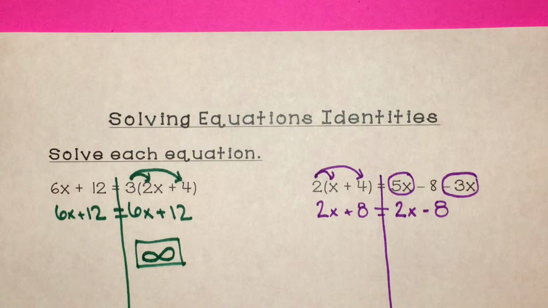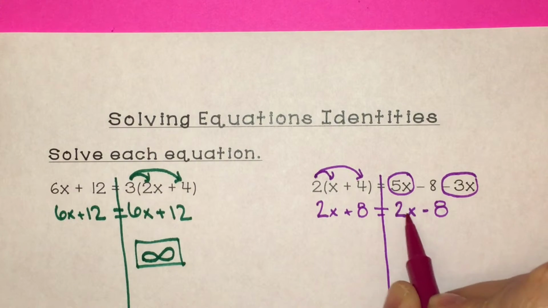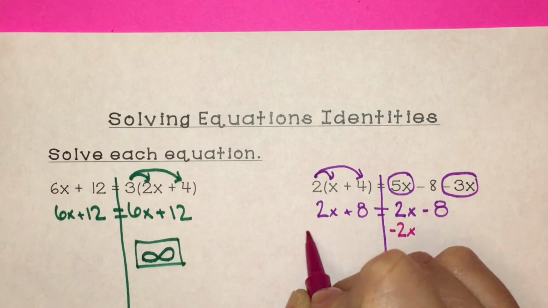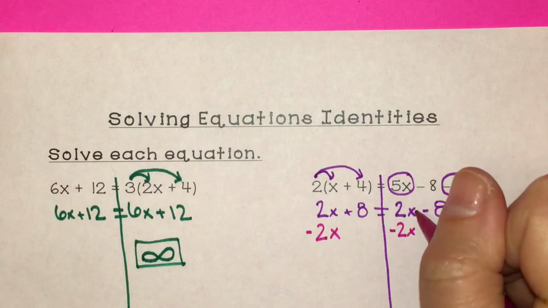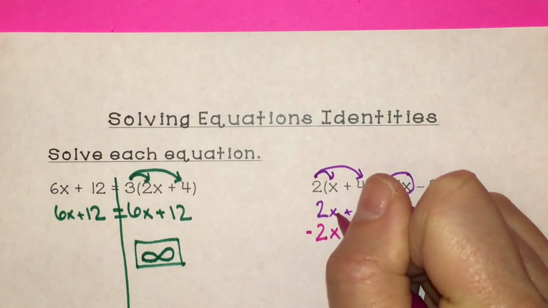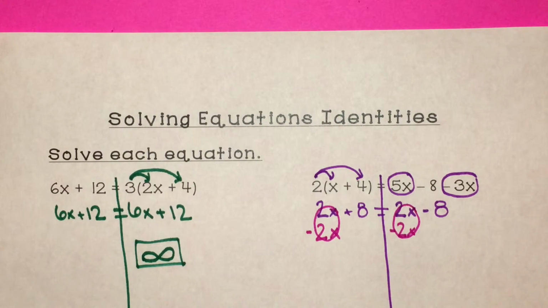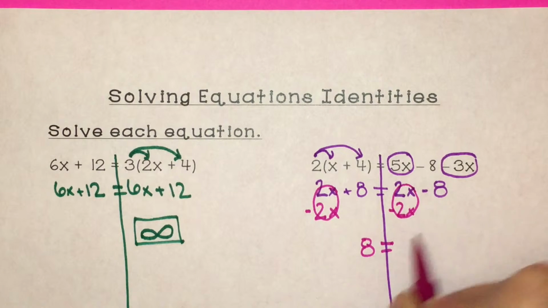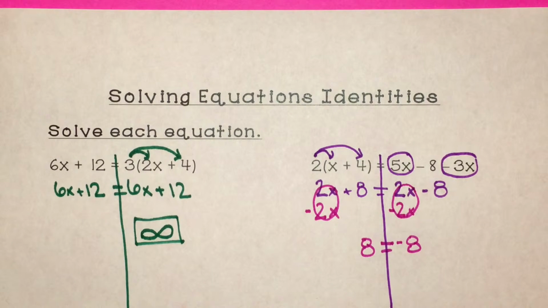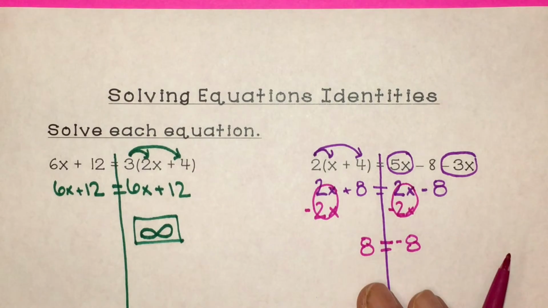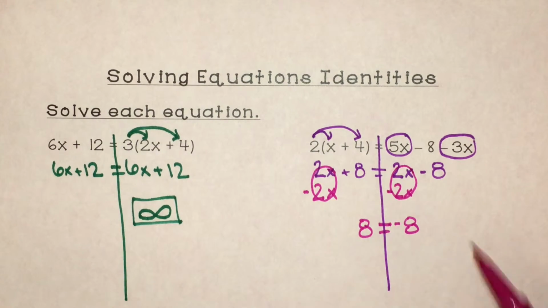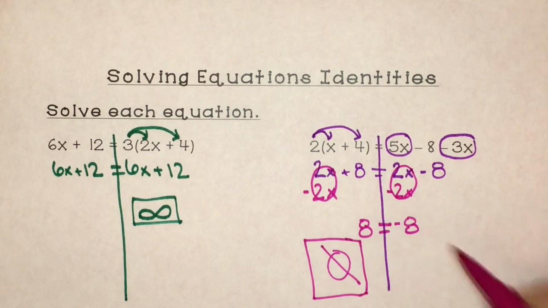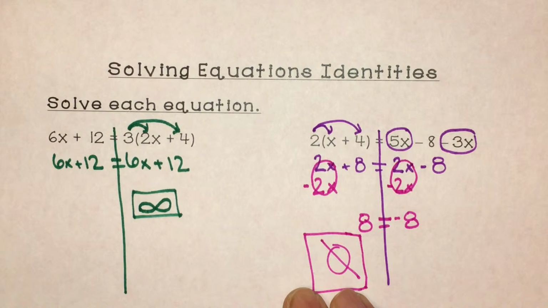We're going to move our variables to the same side. All right, so I have a positive 2x. To move it to the other side, I'm going to subtract 2x. But anything I do to one side, I must do to the other. 2x minus 2x is 0. Well, I canceled out on both sides, so I'm left with 8 is equal to negative 8. Well, 8's never going to be equal to negative 8. This is never true, so this equation has no solution. Okay, you can write out no solution, or the symbol for the empty set.